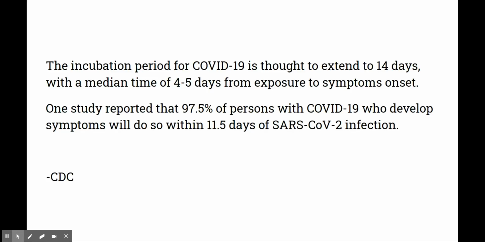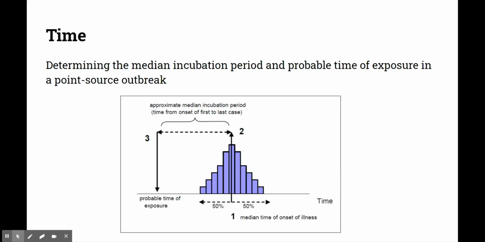Four to five days means that about half the people who are going to get sick from COVID get sick in about 4 or 5 days. So the incubation period, the median incubation period, is essentially just looking at when people are exposed to the pathogen, and then following that to the middle of the epidemic curve.